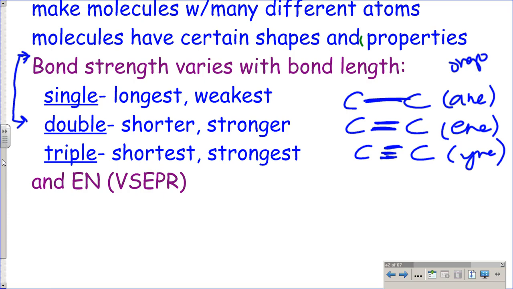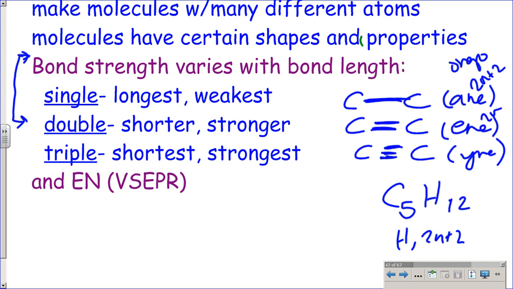So if I said pentane, see? Pent, 5 carbons, pentane. How did I get 12 hydrogens? 2n plus 2 for the hydrogens. We'll work on that. That's very, very minimal on your test. The "ane" is 2n plus 2, the "ene" is 2n, and the "ine" is 2n minus 2 for the H's. That's how you get the number of H's. We'll work with that. Don't worry, don't stress.